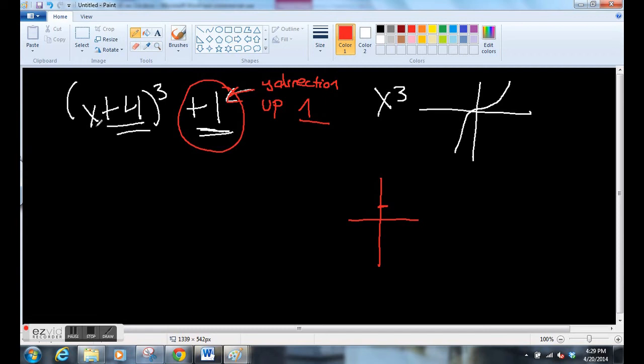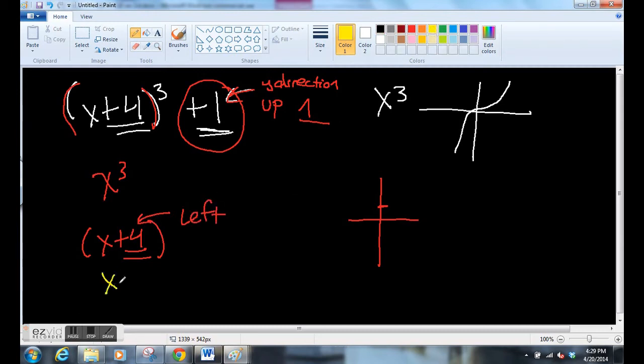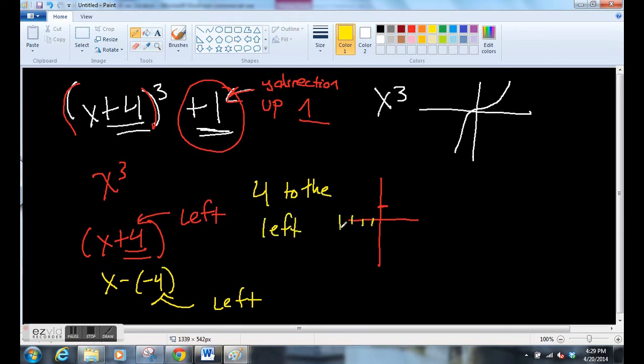And this (x plus 4) cubed, this is inside the parentheses. Normally our function would be x cubed, but now we're adding a 4 inside the parentheses, and this is plus 4, so remember that inside the parentheses they go the opposite direction, so this is going to the left. If you want, you can think of it as x minus negative 4, and then this negative 4 might also tell you that that's going to the left. So we're going 4 to the left. So 1, 2, 3, 4.